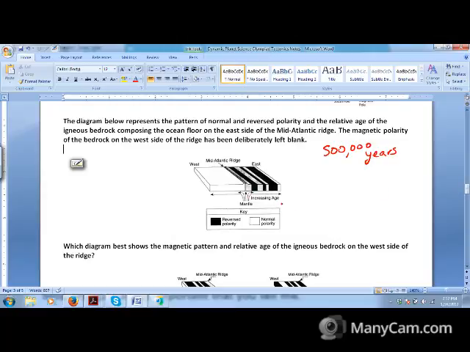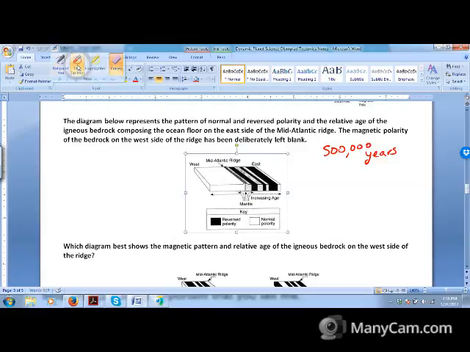All right, so as our age increases, you have to understand that the magnetic polarity is going to switch. So this one is going to have normal polarity, but then eventually it's going to spread out. New crust is going to form, and that crust is probably going to go through a reverse polarity phase. Okay, so basically they switch on and off and on and off about every 500,000 years.